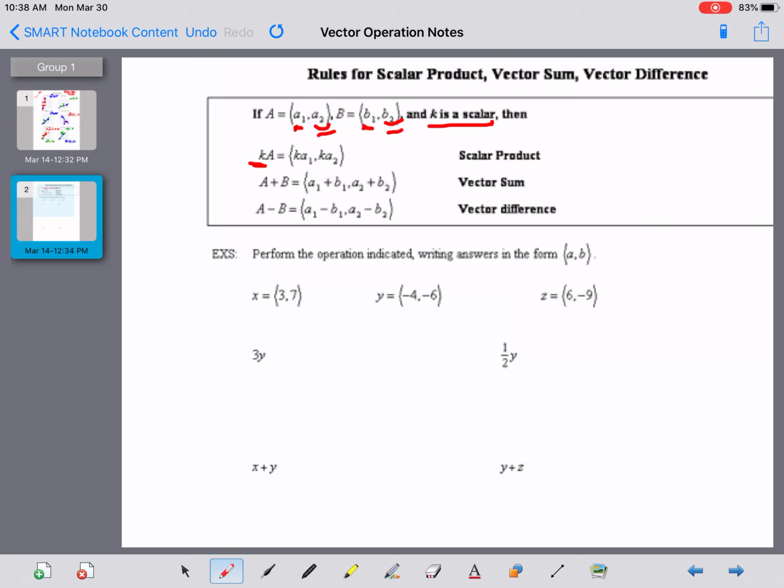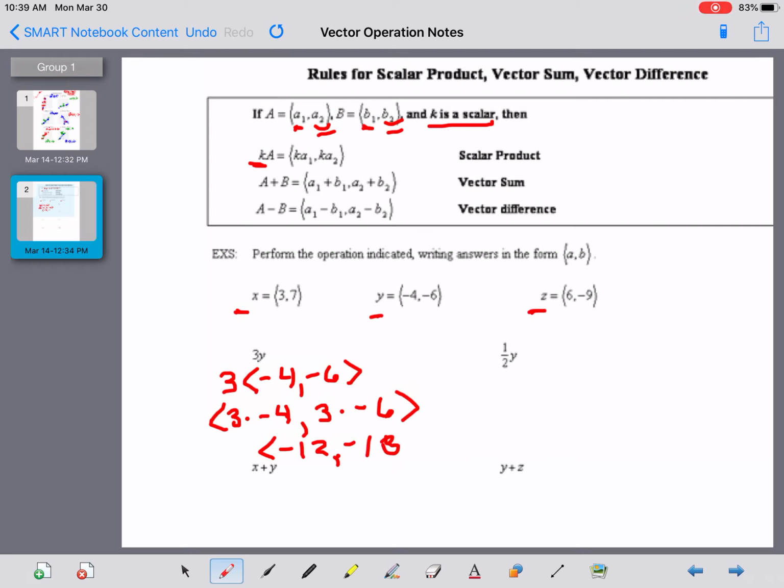So my vectors are named a little bit different this time around, so I'm not going to be able to name my resultant vectors here. Notice I just gave you 3 vectors, x, y, and z. So the first one I have 3 times y. So this is a scalar. It means I'm going to do 3 times my vector of y, which is -4, -6. This means I'm going to take 3 times my horizontal movement, and then I'm going to do 3 times my vertical movement. So 3 times -4 is -12, and 3 times -6 is -18. So my resultant vector is -12, -18.